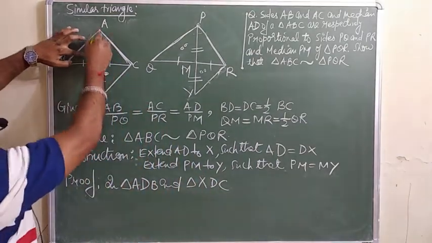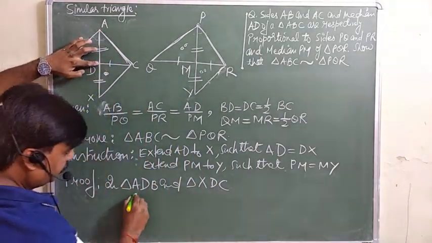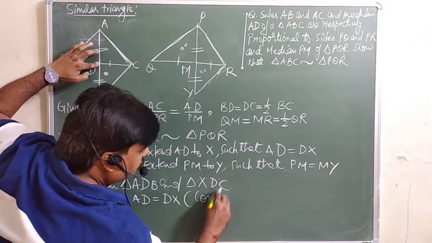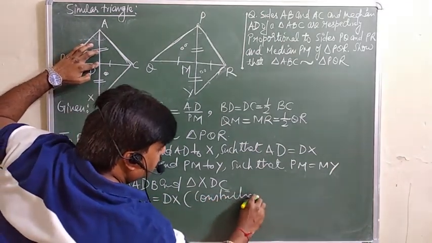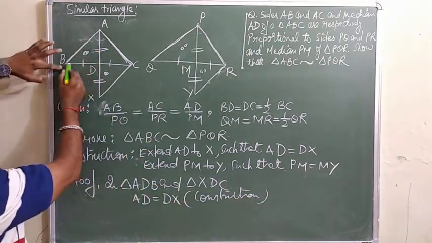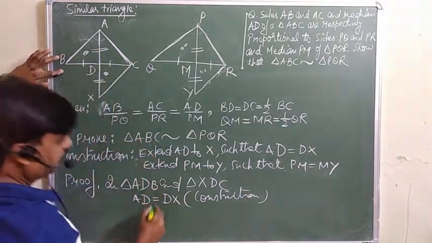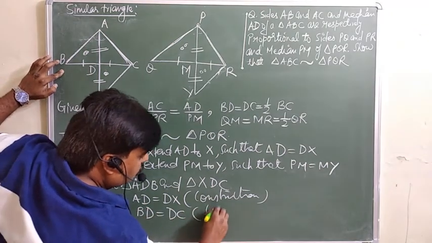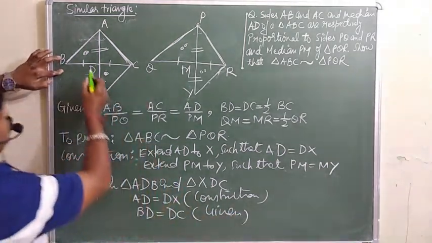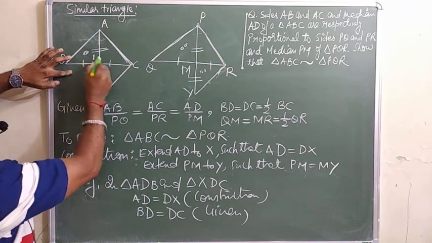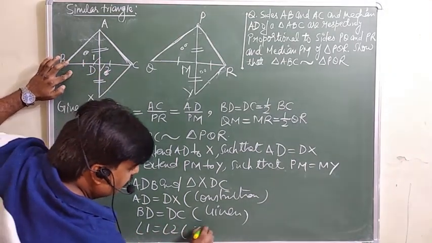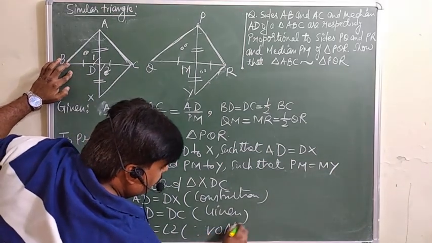See now, AD is equal to DX. This is in the construction we did. And BD is equal to DC, this is already given. So angle 1 will be equal to angle 2, that is vertically opposite angles.